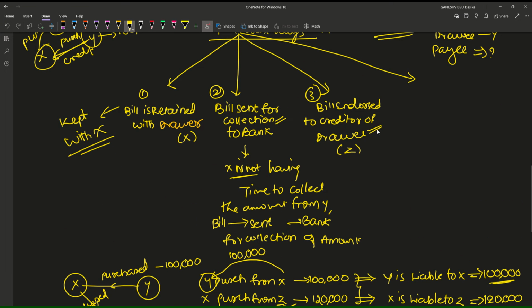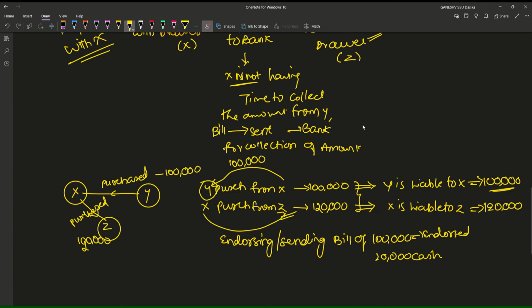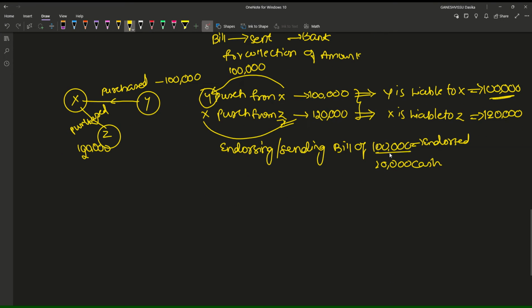The bill drawn by X on Y is endorsed to the creditor of the drawer, and would be sent to Z by X, because X is liable to Z and Y is liable to X. Then finally this 1 lakh rupees is payable by Y to Z. Y will be informed by X that he has sent this bill to Z, and the amount which is payable to X shall be paid to Z.